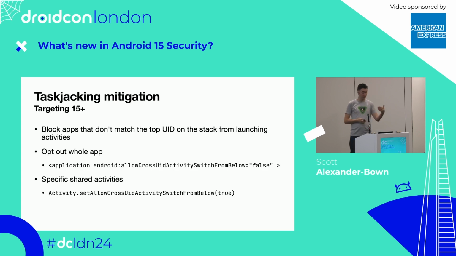The new mitigation for this is quite simple to implement. It's just one field in your Android manifest file. You could turn that on, disable it, and allow cross UI activity switch from below. You could disable that on your whole app, and then enable it on activities that you specifically want to share content. So I think this is a nice change, and a no-brainer for most apps that care about security.